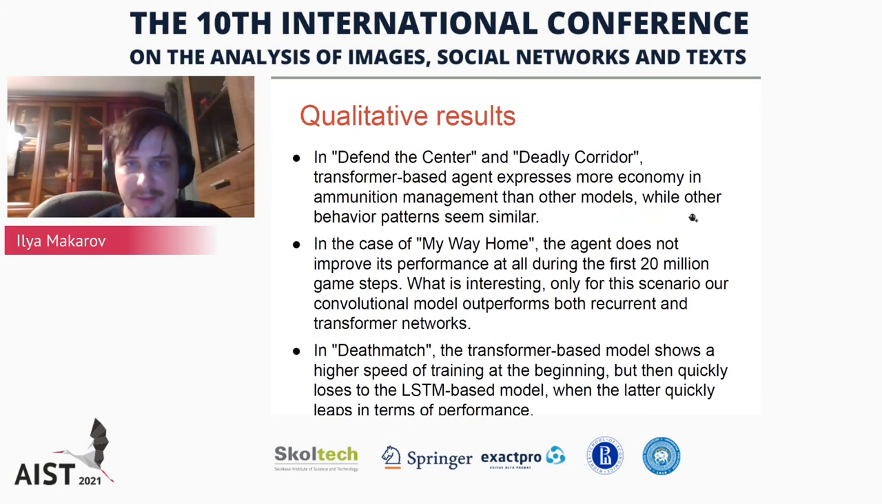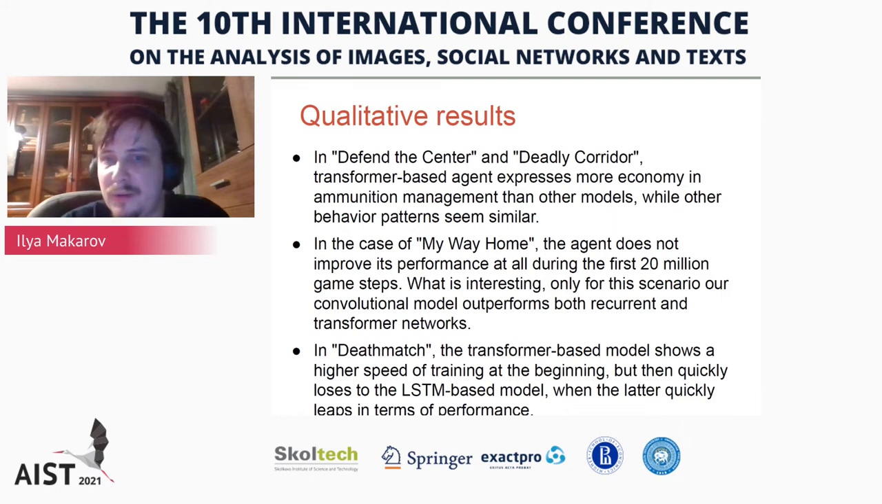In defend the center and defend the line, the transformer-based approaches have more economy in ammunition management than other models. Basically, they shoot more efficiently, making fewer mistakes, while other behavior patterns are more or less the same. And in my way home, the agent does not improve its performance at all during the first 20 million iterations, and even training for 10 million more, it does not outperform the current approaches.